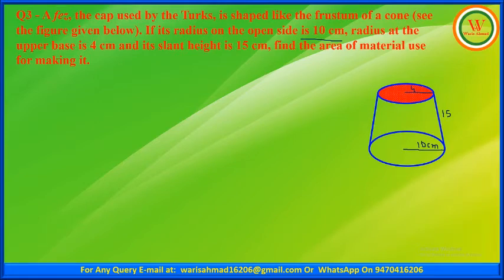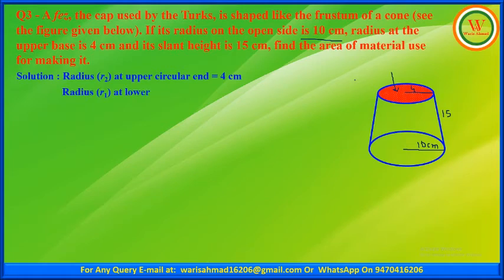Now we have to find the area of material used for making it. To find the area of material used for making it, first of all we will find the CSA, curved surface area. Then we have to find the area of the top also, because the material is used on two different surfaces. First one is the curved surface and second one is the top also. Now let us see the solution of this question. Here we can write the radius r2 at the upper circular end is equal to 4 centimeter, and then the radius r1 at the lower circular end is equal to 10 centimeter.